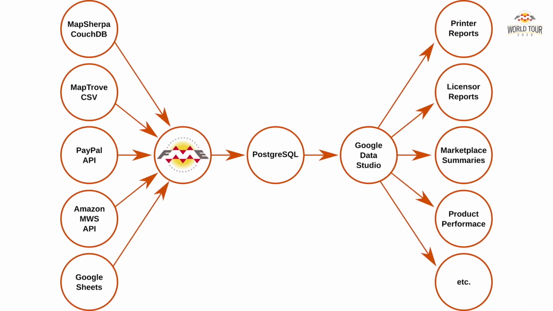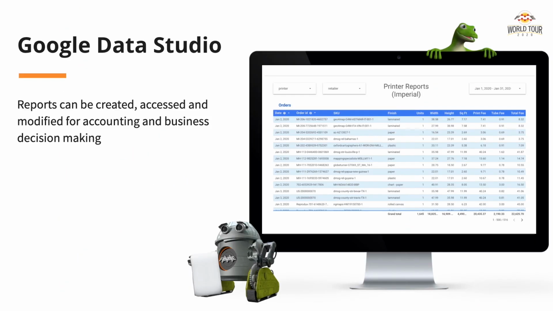Our basic workflow is information from our sales channels and extra information related to costs. Everything goes into FME, which gets put into Postgres. And then the output part is currently in Google Data Studio, which connects to our database. And we have printer reports, licensor reports, marketplace summaries with respects to fees, products performance, and things like that. The current endpoint of all this is a collection of Google Data Studio reports, which allows us to quickly put together the reports that we need and make changes as necessary.